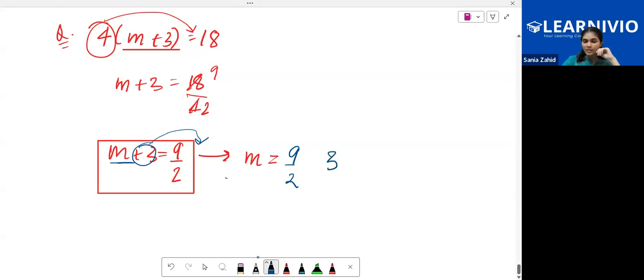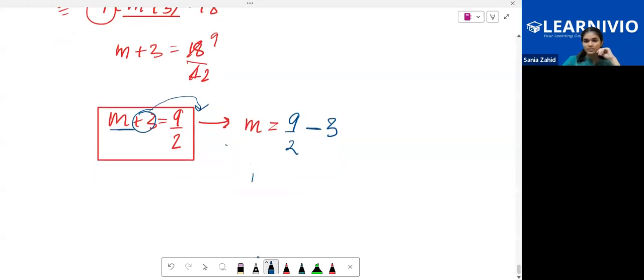Okay, now 3 was being added here. So now what will happen to 3? We will subtract it. Just subtract this number and tell me the answer. 6/2. Okay, how come 6 by 2? No, 9 minus 3 is equal to 6. Then, will you do 9 minus 3? You will have 1 over here.